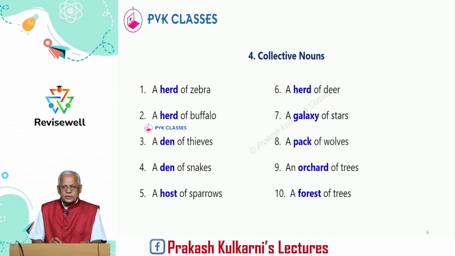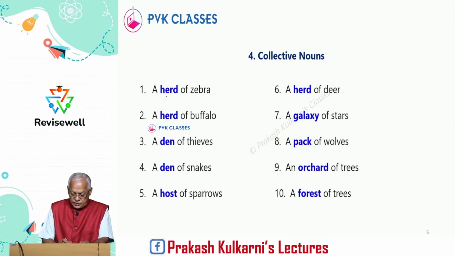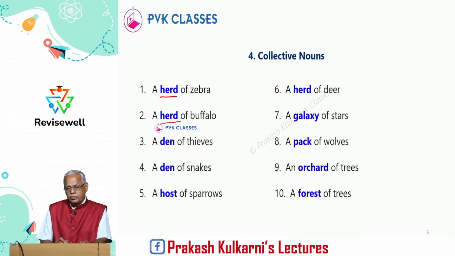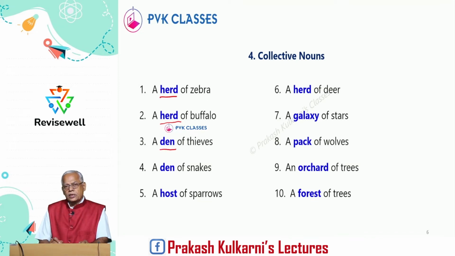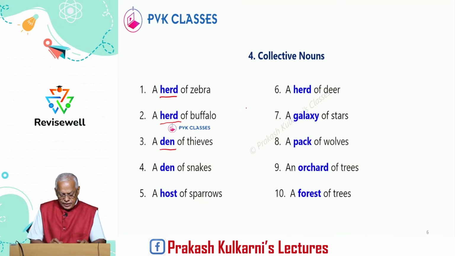Let's go to next set. A herd of zebra, zebras gumpu. A herd of buffalo, buffalo gumpu. A den of thieves, kallara gumpige den antha kareetare.